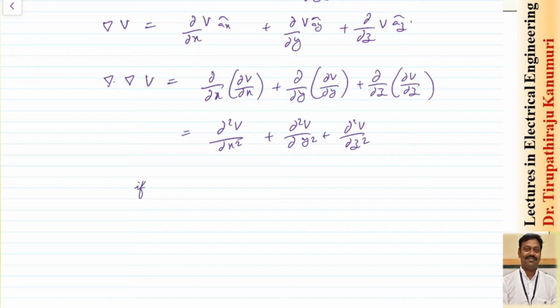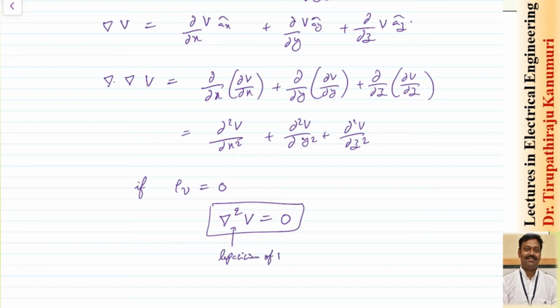If the value of rho V, the volume charge density, is equal to 0, then Poisson's equation is converted to del square of V is equal to 0. This del square V is also called the Laplacian of V. So this equation is called Laplace's equation.